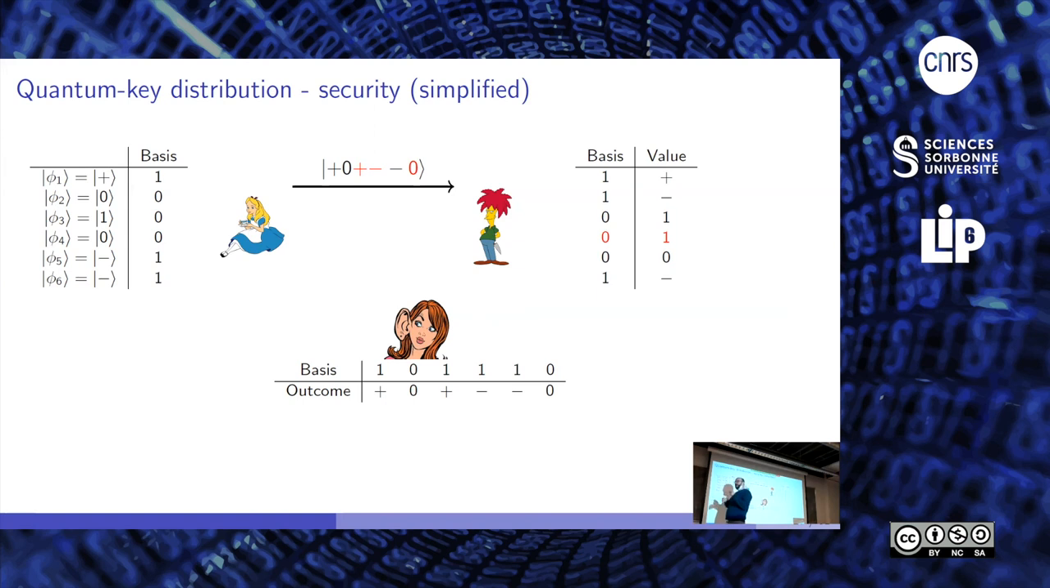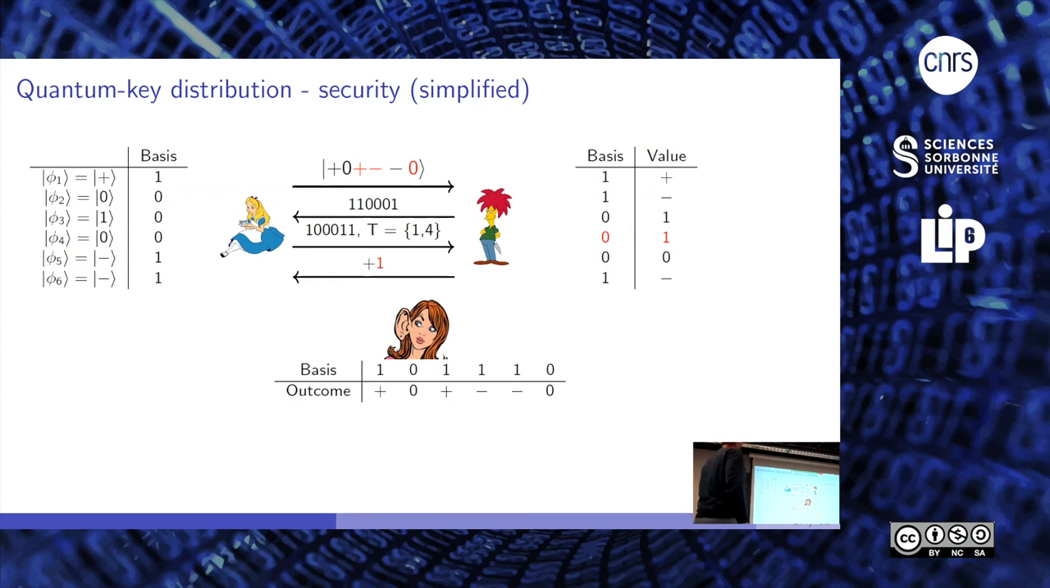Okay, so the fact that E was measuring these qubits one by one disturbed the quantum state in such a way that there is a position where Alice and Bob's values should agree, but they do not. So they follow the protocol, and let's say Alice chose positions 1 and 4. Bob sends 1 plus and 1, but Alice says, oh, in position 4 I sent qubit 0, and Bob measured a 1, so something happened here. So someone listened to our communication, and we cannot create our random key in a secure way.